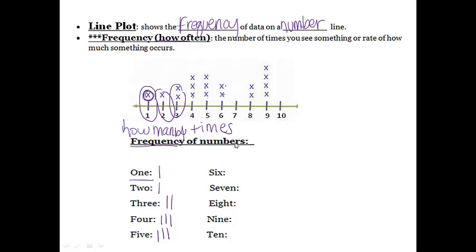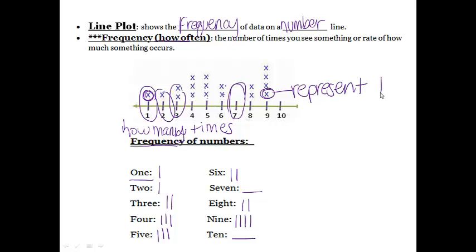6 happened how many times? 6 happened twice, sorry. 7 happened how many times? That's a tricky one. Okay, none. So we just aren't going to put anything. You just leave it blank. 8 happened twice. 9 happened 1, 2, 3, 4. And 10 happened, again, none. So pretty simple. You just have to make sure that you're looking above the correct thing. And you have to know these X's represent 1. 1 vote, 1 anything, just 1.